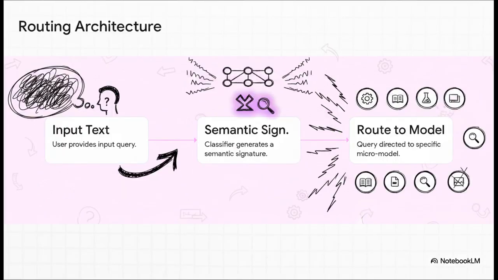Here is the routing logic during a query. First, a lightweight classifier neural network analyzes the semantic vectors of the input text to generate a specific semantic signature. The system then uses that signature to dynamically route the query strictly to the required domain-specific micromodel, like astrophysics, for example. This completely bypasses the need to spin up a global database.